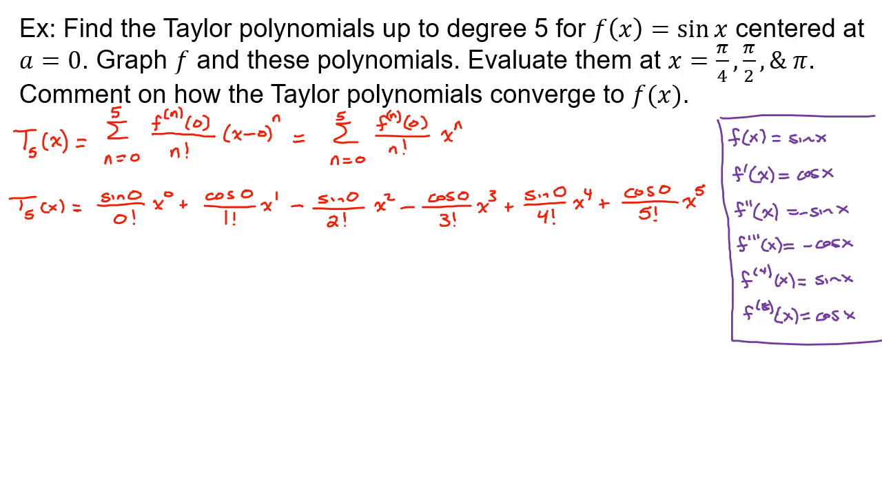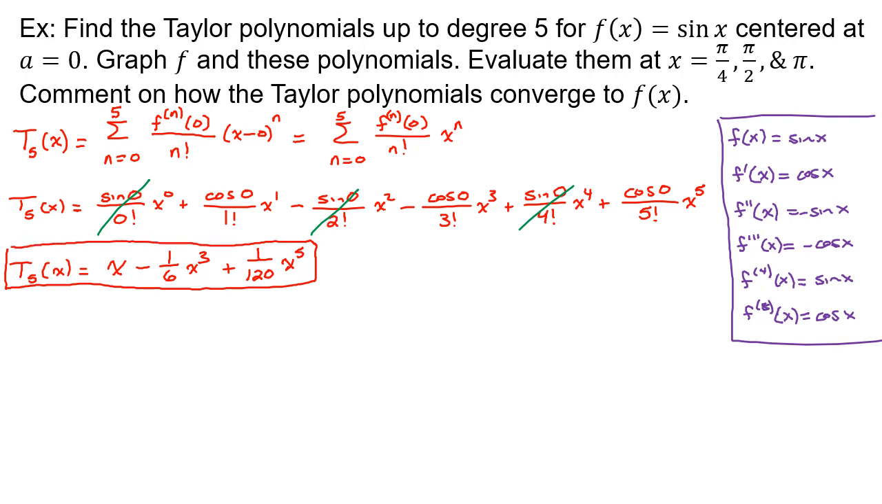One thing to notice here, sine of 0 is 0. So every term that has a sine of 0 in it will actually get taken out. But cosine of 0 is 1. So I'll be left with a 5th degree Taylor polynomial: cosine of 0 is 1, divided by 1 factorial is 1, times x to the 1st is just x. 3 factorial is 6, so I'll get a 1/6 x cubed. And 5 factorial is 120, x to the 5th. And that is my 5th degree Taylor polynomial for sine.